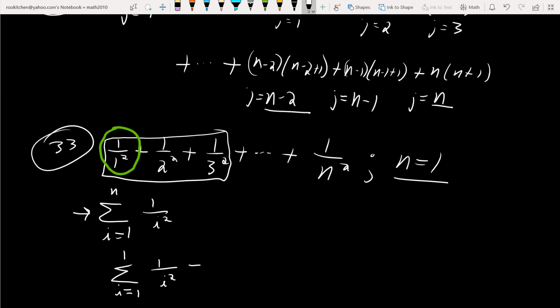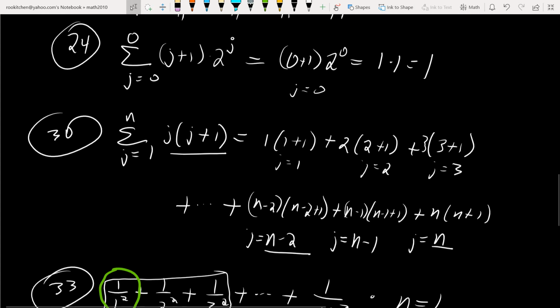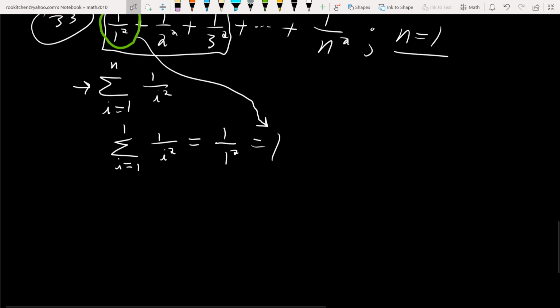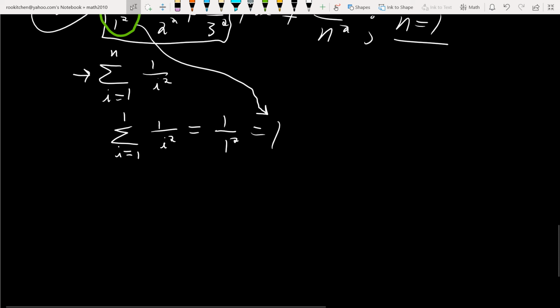And we just have a sum from 1 to 1, which is just one term. That's what we were working with above in problem 24, right? So all you get is 1 over 1 squared, which is just 1. In other words, it's just this first term here. Okay. Seems a bit weird. Let's look at one more of those.